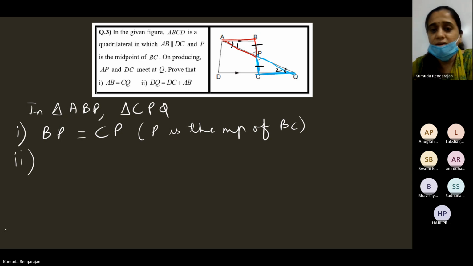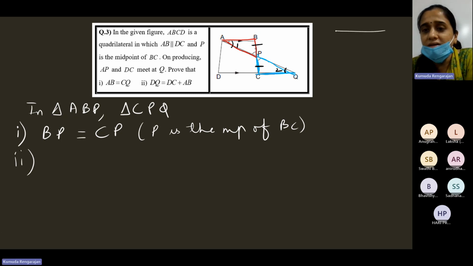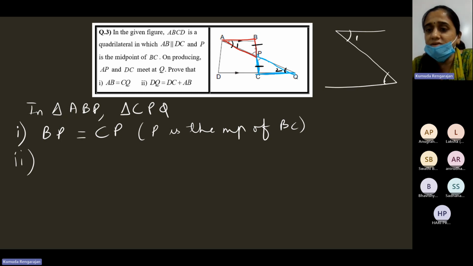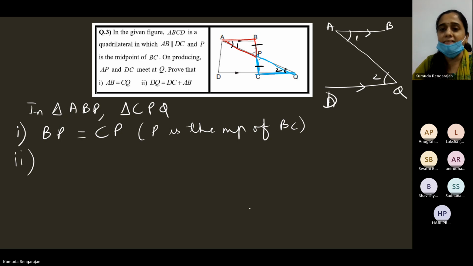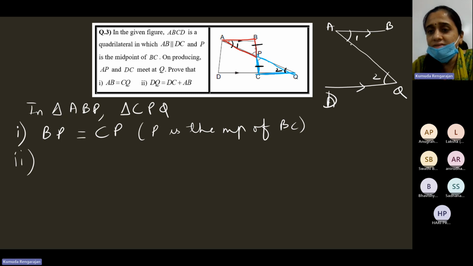See here, parallel line, transversal, parallel line. Here is angle 1, here is angle 2. These two lines are parallel, which is given, and this is the transversal. This is AB, this is D and Q. You can see that. This one is parallel to this one and this is the transversal. Alternate angles are equal. Angle 1 is equal to angle 2.